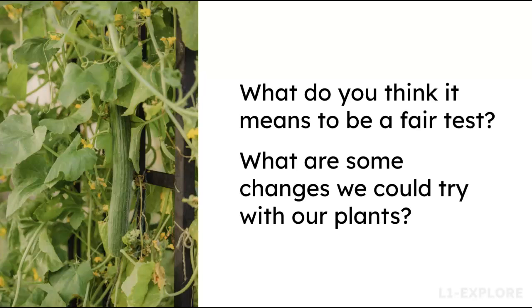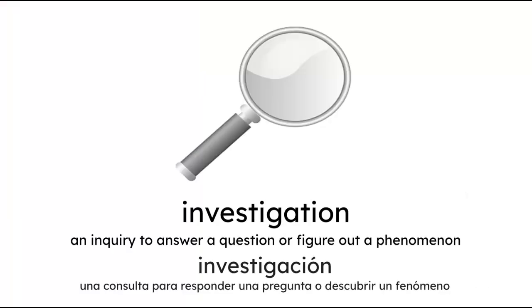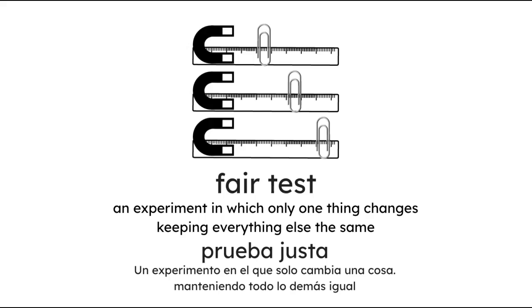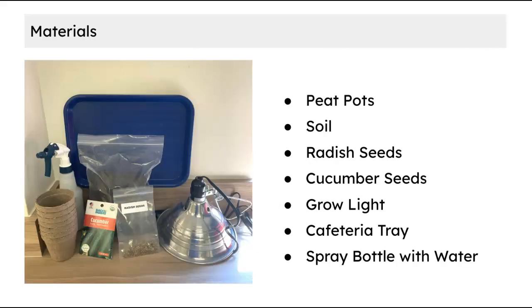You'll tell students that they're planning this investigation to determine what the cucumber and radish seeds need to grow and what we need to make sure that our investigation is a fair test. You can post and discuss the investigation and fair test vocabulary cards. You'll set up the planting investigation. Be sure to see the tutorial slides for detailed procedures.